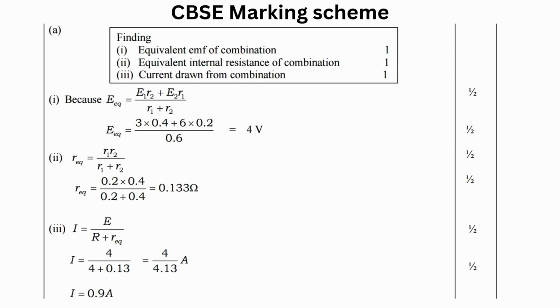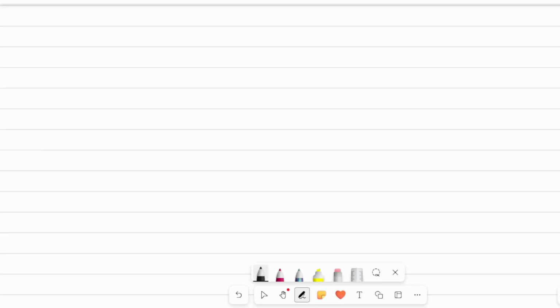Okay, this is the CBSE marking scheme given. See, for this question, actually 3 parts are there. So 3 marks are divided into 3, like 1, 1, 1. Okay, now we can enter into the solution part of it.